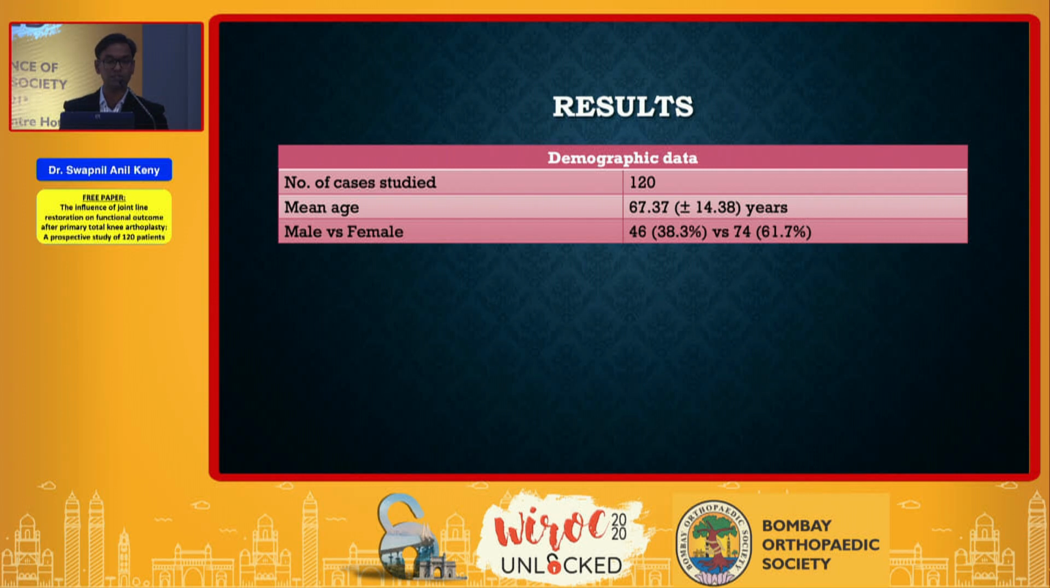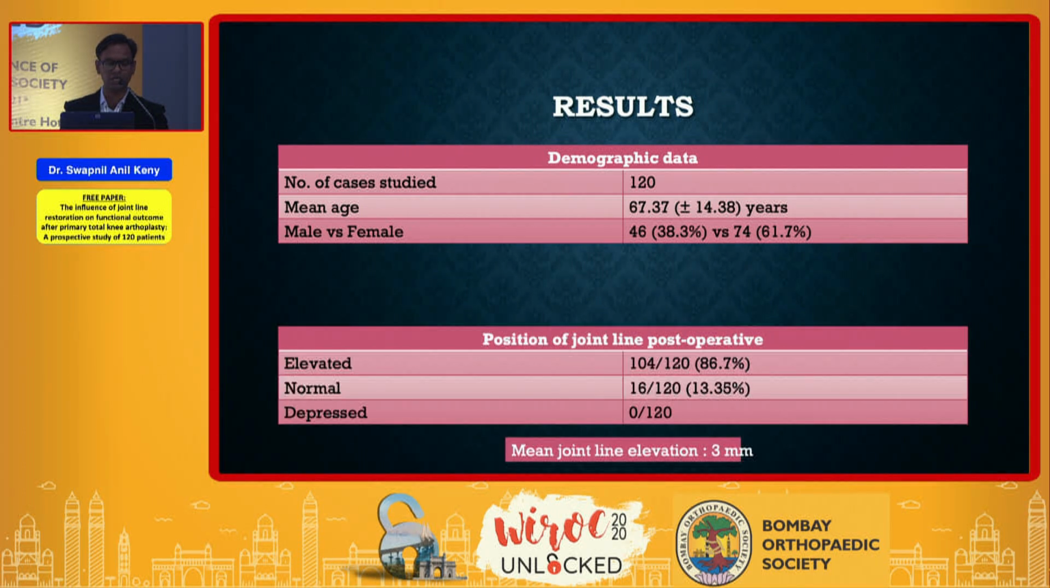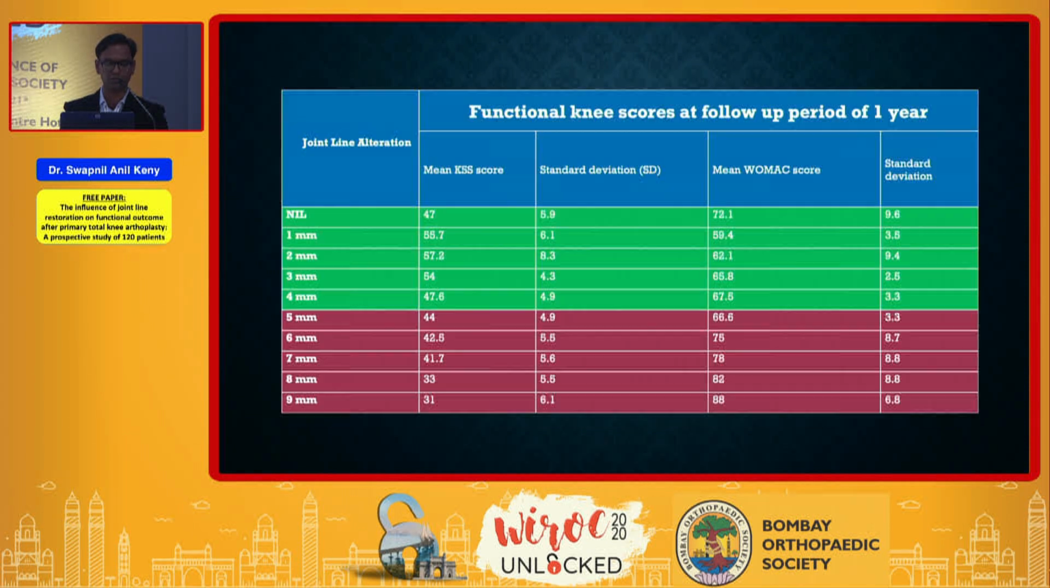So our results: we studied 120 patients with a mean age of 67.37 years, which included 46 males and 74 females. In our study, we found the joint line was elevated in 104 patients, although 16 patients showed a normal post-operative joint line. There was no patient with joint line depression, and the mean joint line elevation was around 3 millimeters. Our results show that there was a falling trend in the KSS score and a rising trend in the WOMAC score with every 1 millimeter rise in joint line elevation. This difference was found significant at a range beyond 5 millimeters.